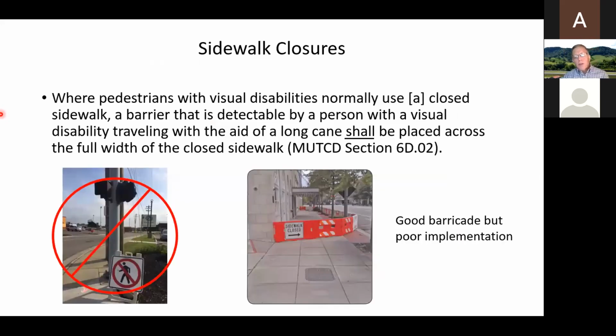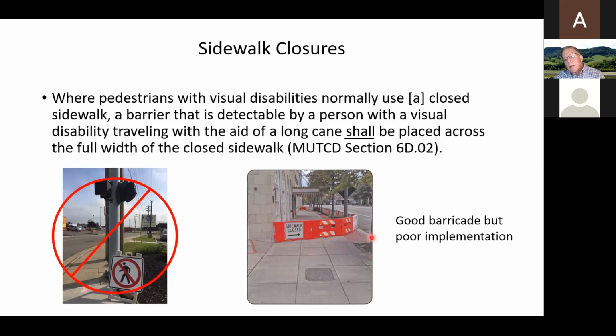Sidewalk closures. I mentioned that the MUTCD requires that a barricade detectable by an individual using a cane be placed across the full width of the sidewalk. So for example, on the left here, someone sent me this and asked if this was okay. And I said no. And I said, it needs to be a barricade there. And they said, well, that sign complies with the MUTCD, which is true. But the problem is that sign and its information is not accessible to someone who's blind. So there needs to be a detectable barricade or closure across that sidewalk. You can still use the sign, but there also needs to be something that communicates that information to the visually impaired. And then this one, nice big sign, nice barricade, but they didn't really do it correctly.